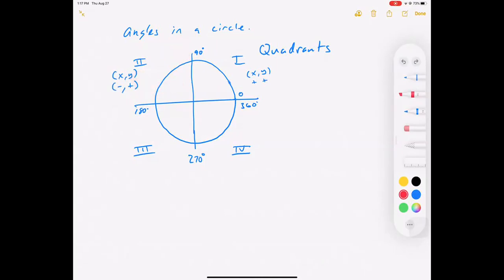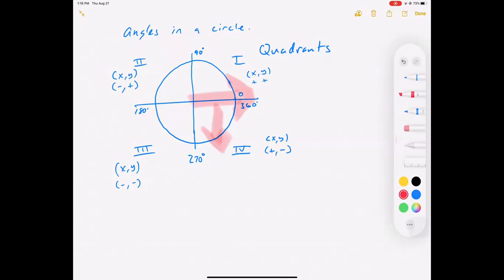In quadrant 3, all our x's are negative and our y's are also negative because we went left in the x direction and down in the y direction. And in quadrant 4, our x's are positive and our y's are negative. We have a positive x direction, but then a negative y direction.